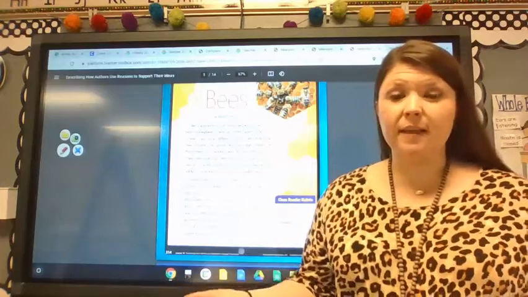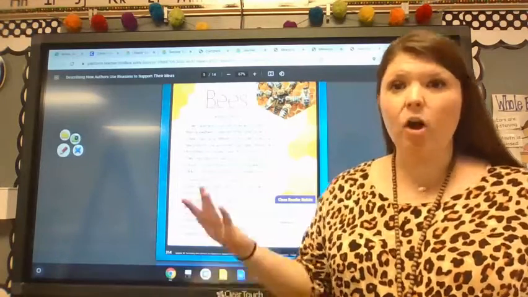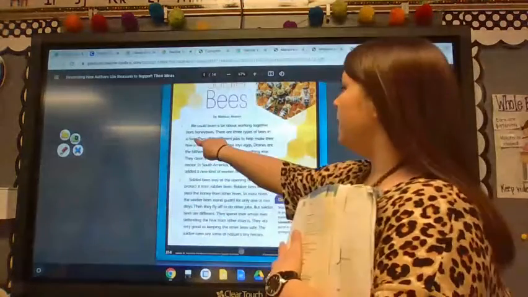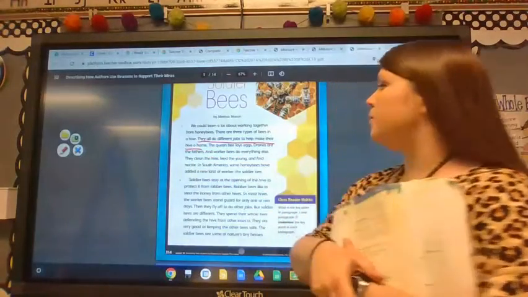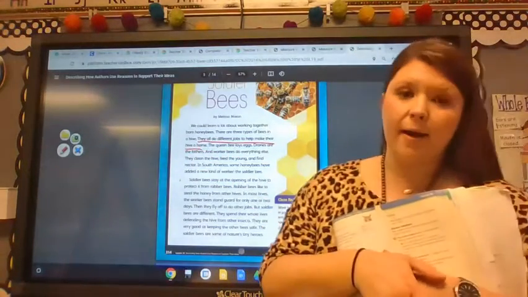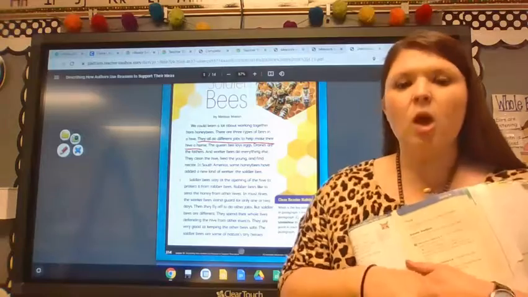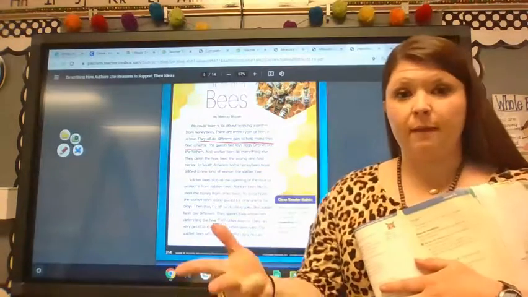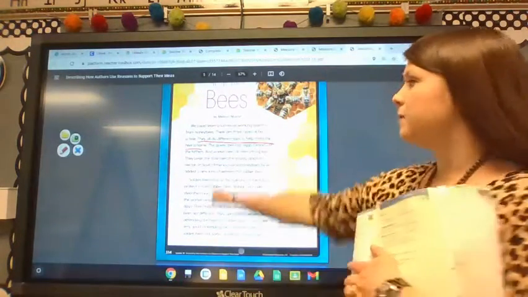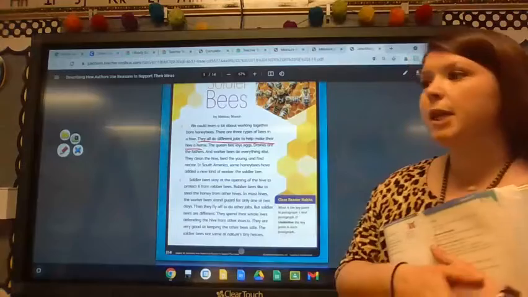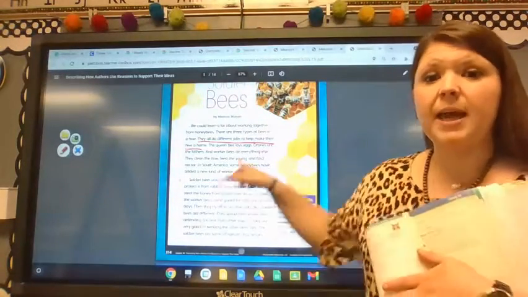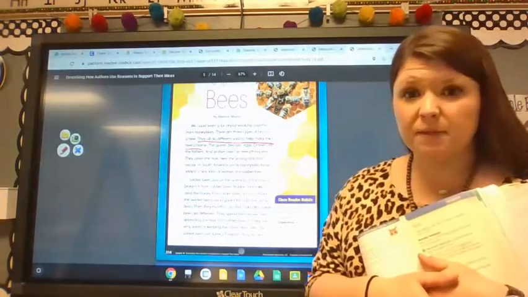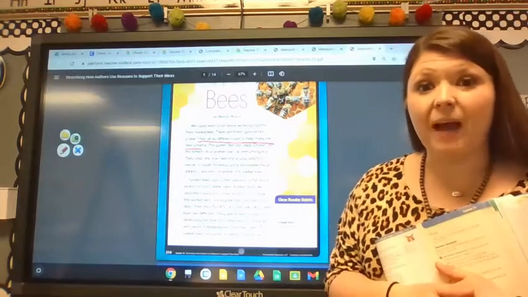The author's trying to tell us that bees have all different jobs, right? So his main point here is that all the bees do different jobs to make their hive a home. We have the queen, the drones, and the workers, and they all work together to make the hive a home. So the key point, what the author wants us to understand, is that there are different types of jobs that make this beehive a home.